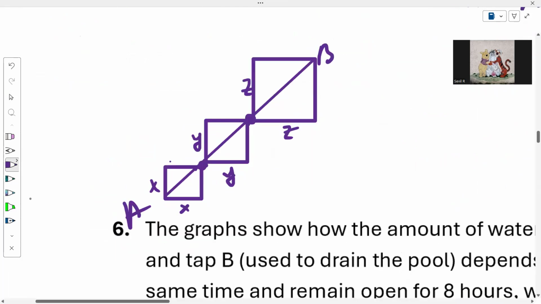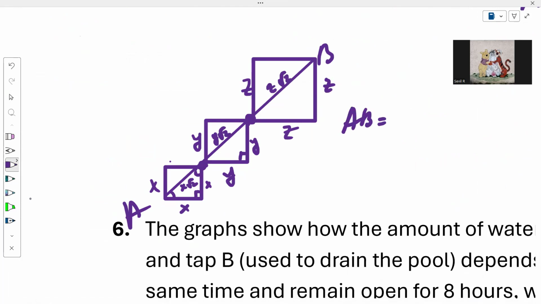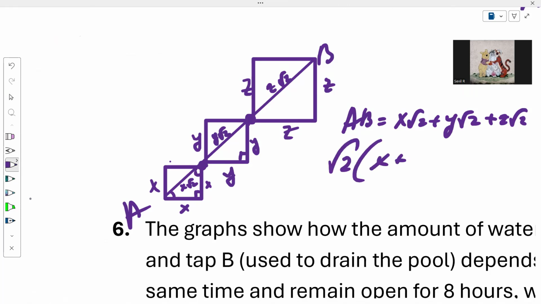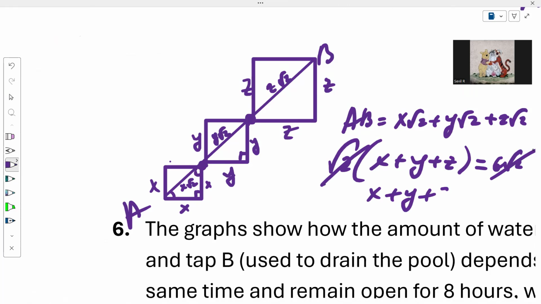Now, if we connect the side with the diagonal, we know that this is 45, 45. It will be x square root of 2 according to the right angle triangle. You can use Pythagoras or just know the rule. If this is y and y, this will be y square root of 2. It's from the right angle triangle, guys. If this is z and z, this will be z square root of 2. And in total, AB consists of x square root of 2 plus y square root of 2 plus z square root of 2, which is square root of 2 times x plus y plus z. And it's given that this is 6 square root of 2, the actual value of AB. Cancel them, you will see x plus y plus z equals 6.